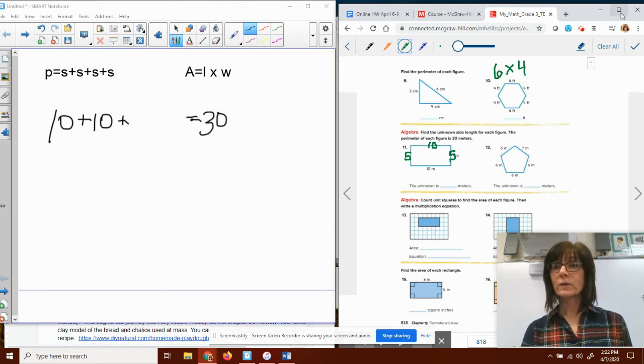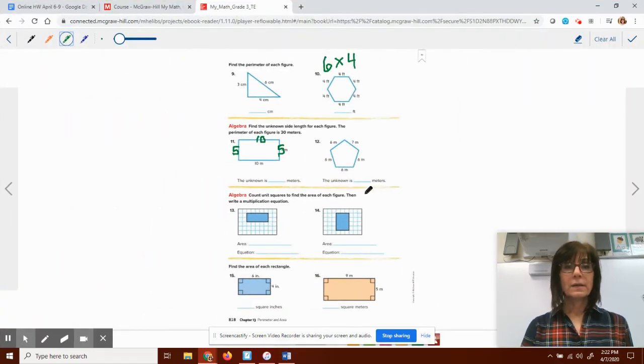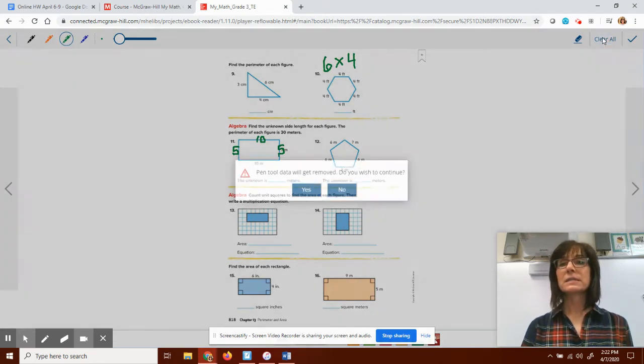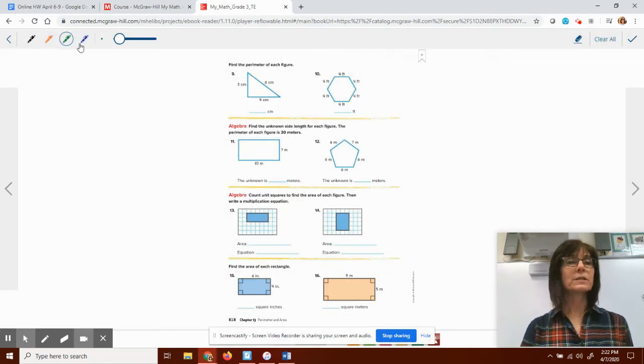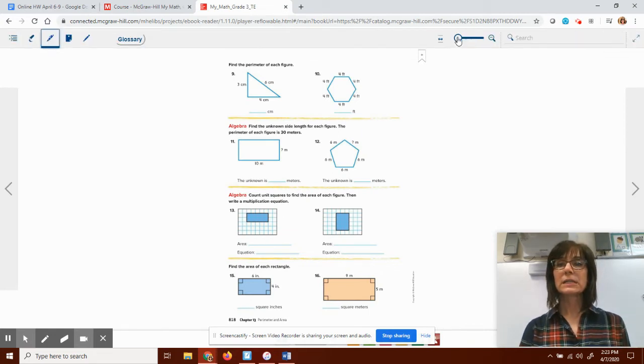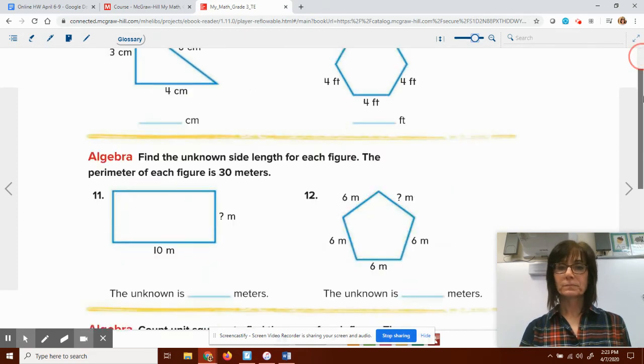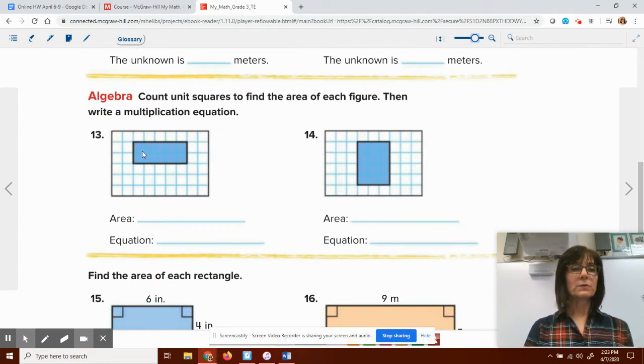Count unit squares to find the area of each figure. Then write a multiplication equation. And we have done this so often, so we're going to do it one more time. Let's go ahead. Mrs. Swint wants to make this a little larger for us. If you count the squares, simply count each unit. It will tell me that this is 1, 2, 3, 4, 5, 6, 7, 8, 9, 10.